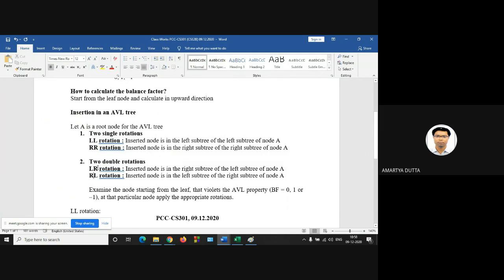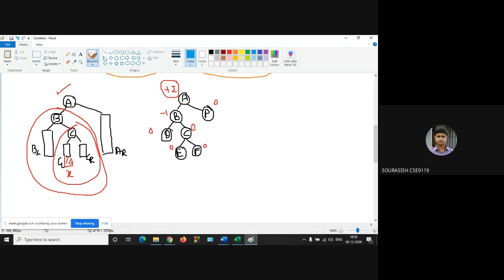Okay. So what is the remedy? The remedy is RR followed by LL, on the right subtree of the left subtree of A. So this is the right subtree of the left subtree of A. Okay, the insertion is clear to you? Where it is inserted? Yes, sir.